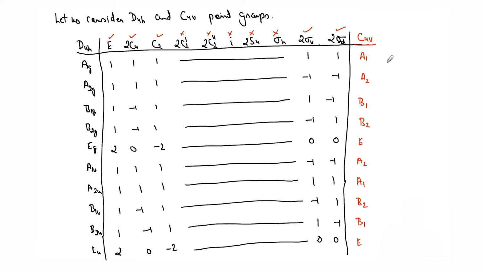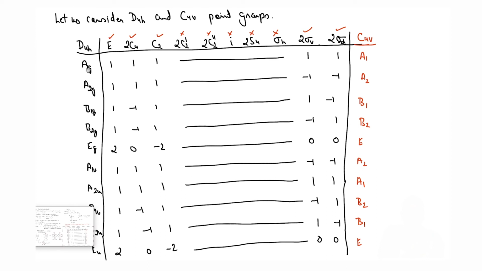Now you notice that C4v has 5 classes, so it will have only 5 IR representations, which are A1, A2, B1, B2, and E. Whereas D4h has 10 classes, so it will have 10 IR representations. So that means each IR representation of C4v must be correlated to 2 IR representations of D4h. So how does it correlate now?